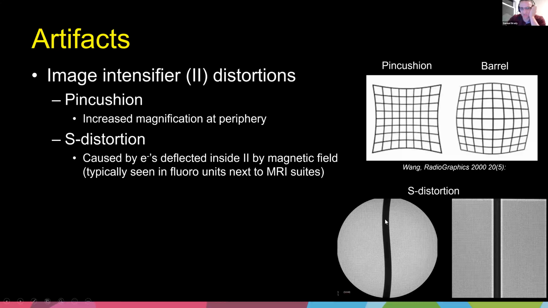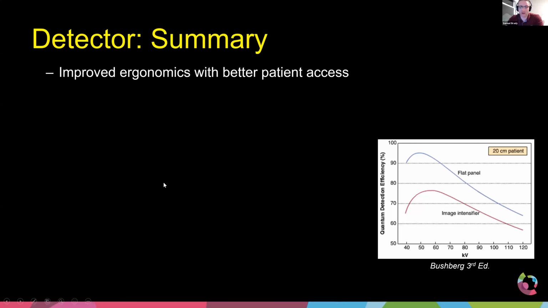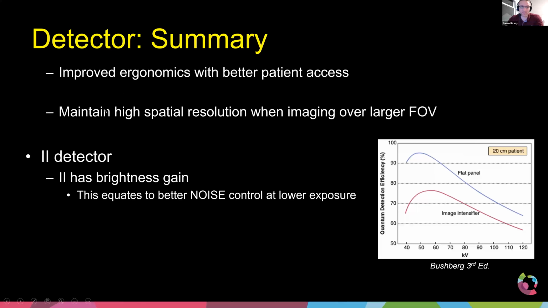This distortion is from the electrons being deflected because of a magnetic field. Nonetheless, these barreled, pincushion, S distortion, the vignetting from the previous slide, and the glare effect, those things you do not really get in the flat panel detectors. Flat panel detectors are strong in that regard. They do not have a lot of artifacts.